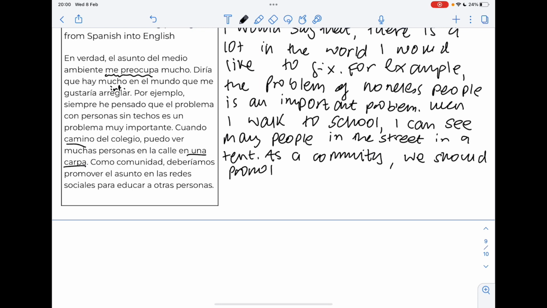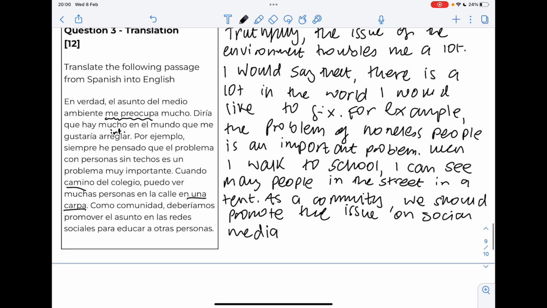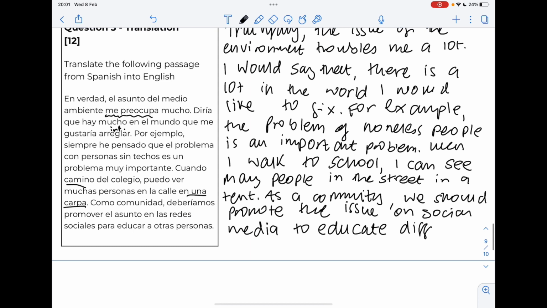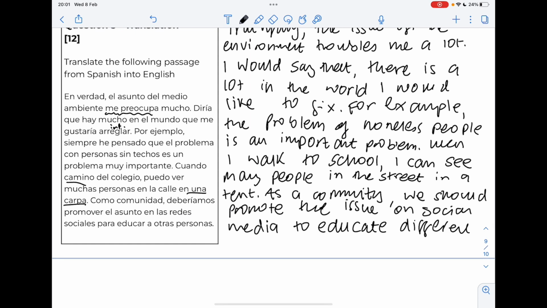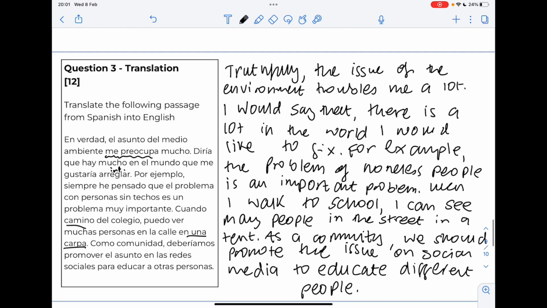promote the issue, again, that asunto. Oh, the issue on social media. Because it says there las redes sociales, which is like the social media platforms. Para, to educate different people. Because otras personas. And there you go. That is your full 12 marks.